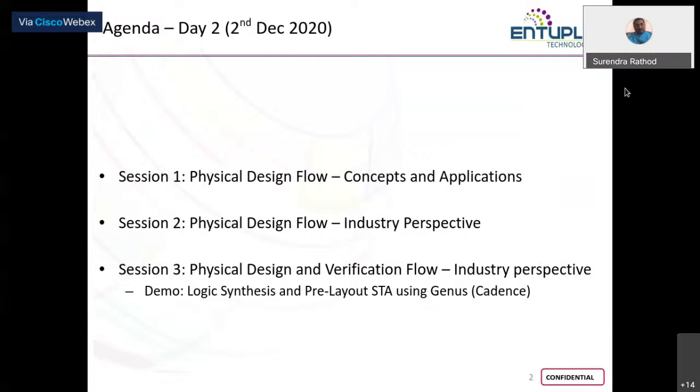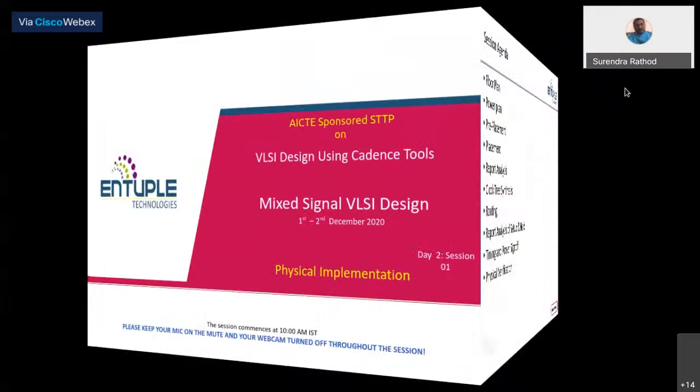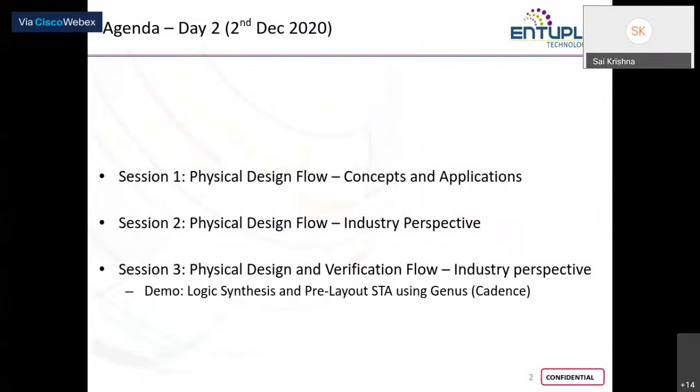Sai Krishna, yes, sir. Good morning. We'll go ahead. Okay. So, good morning, participants. Welcome to this day again by the Entuple. We have with us again the team of Entuple, and they will take us through the physical design flow.